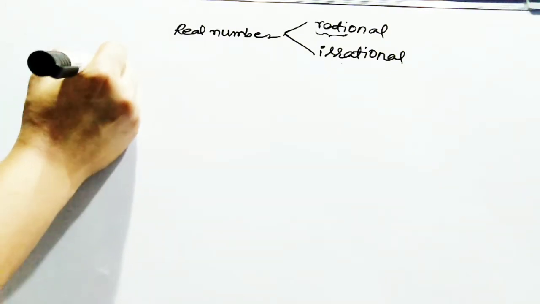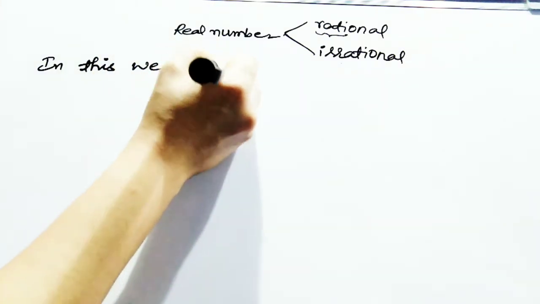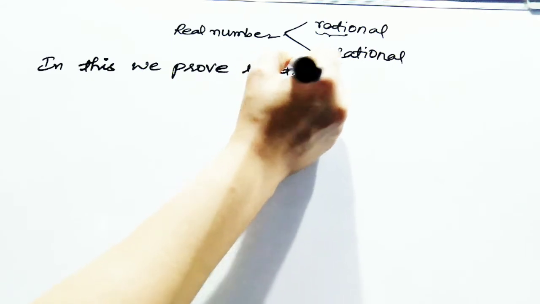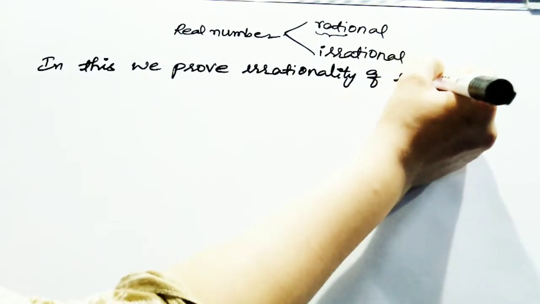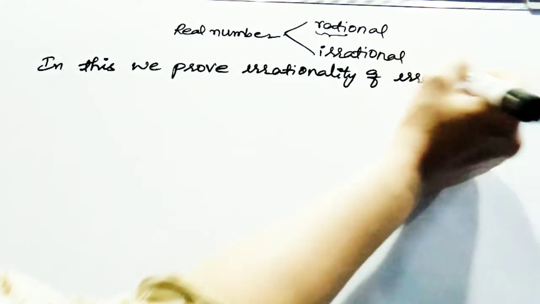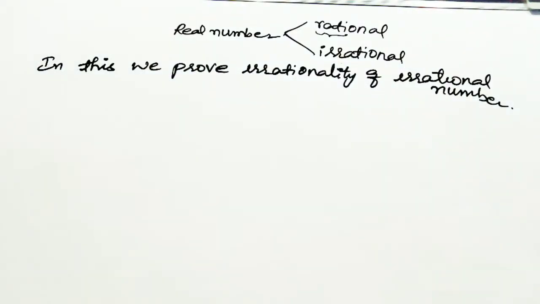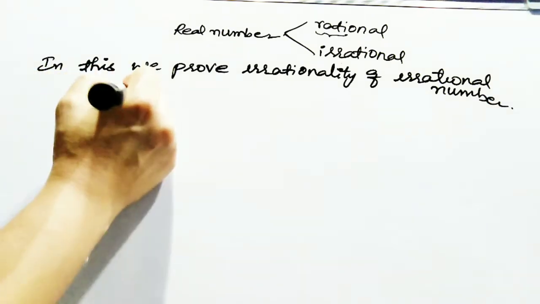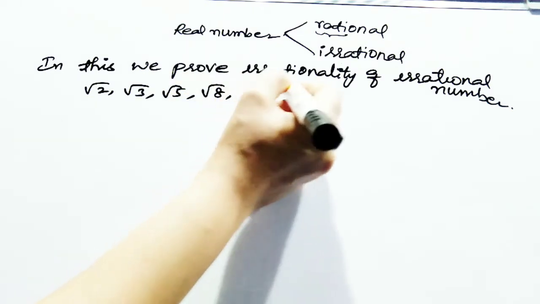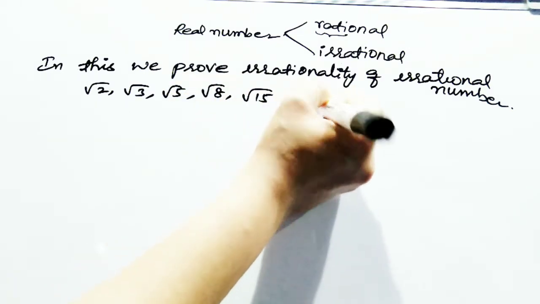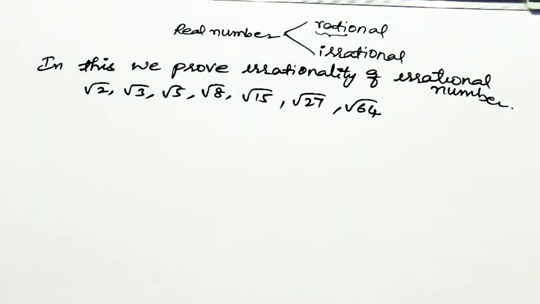In this concept we prove the irrationality of irrational numbers. Take examples of irrational numbers: root 2, root 3, root 5, root 8, root 15, root 27, root 64. These are some examples of irrational numbers we have given.